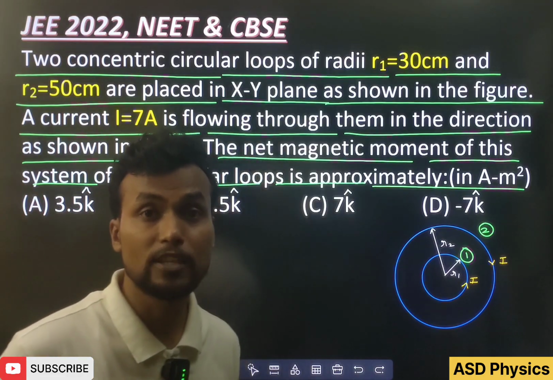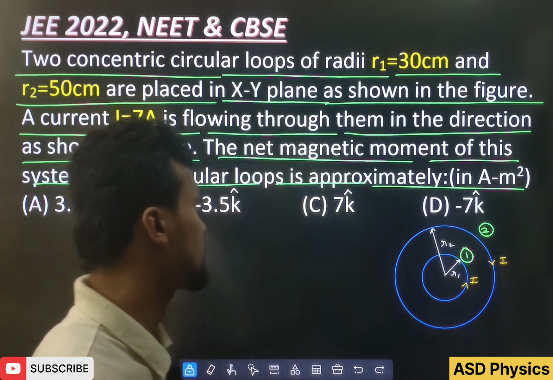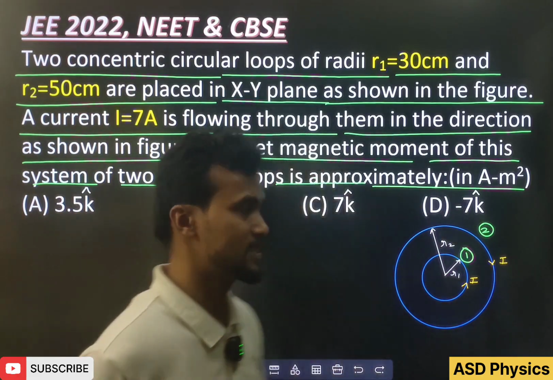Inside the board along the negative z axis. That means the answer is going to come along the negative z axis only. The answer will be either minus 3.5 or minus 7 k cap. That is the basic.